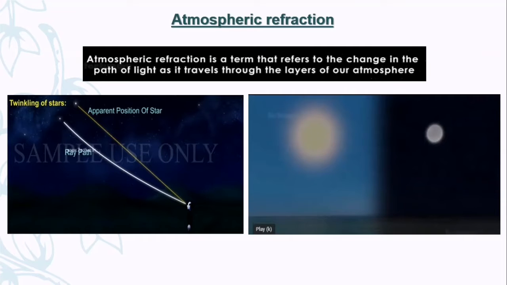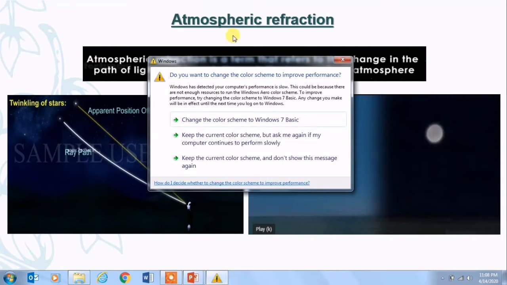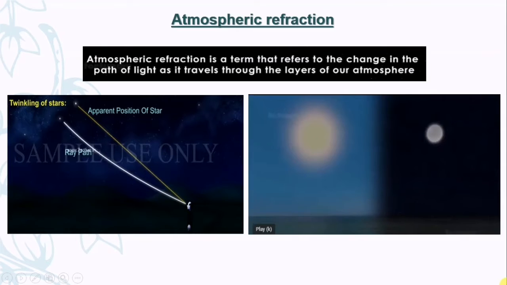Scientists also observed that we see the sunrise sometime before it actually rises, and we see the sunset sometime later after it has already set. Why do all of these effects occur? They occur because of atmospheric refraction. I will explain the twinkling of stars, and if you want to know more about the sunset and the sunrise, I can put a video for you to see it. Okay.